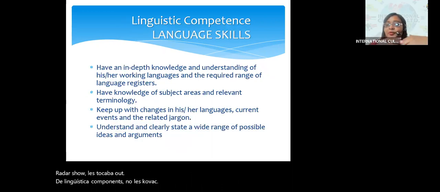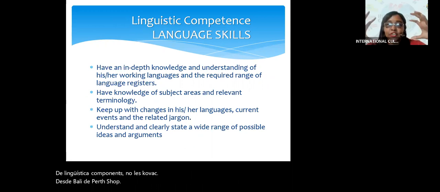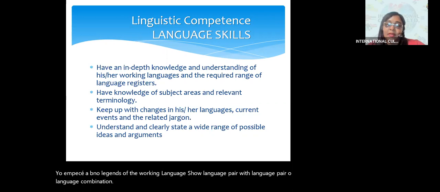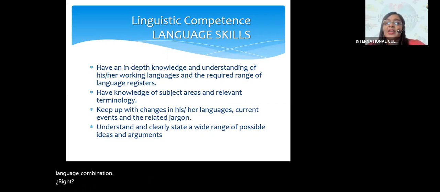Now let's go deeper. So this language skill that we are talking about implies that you have to have in-depth knowledge and understanding of the working languages, your language pair. We call it a language pair or language combination, right? So you have a very good command of both languages, and you understand registers. You can go up in your register or lower in the register.